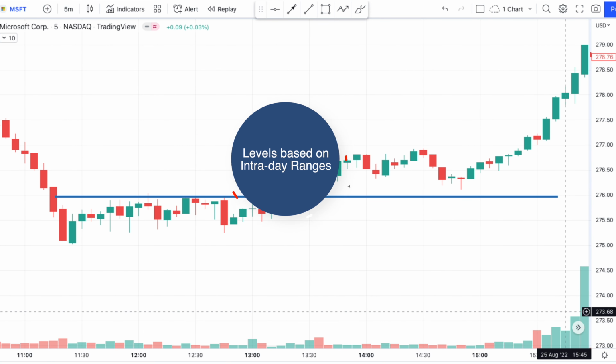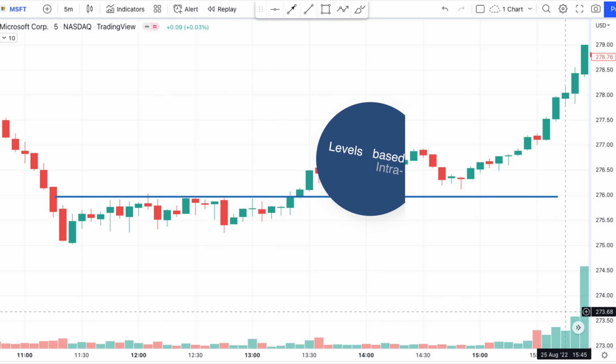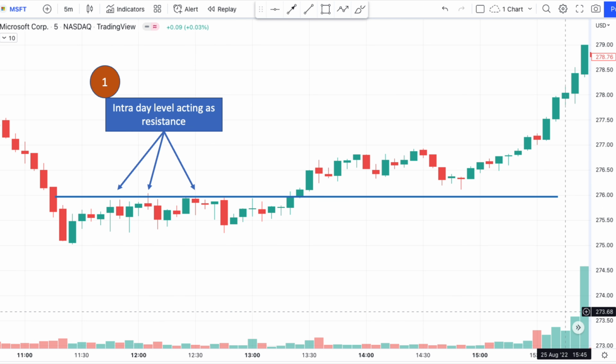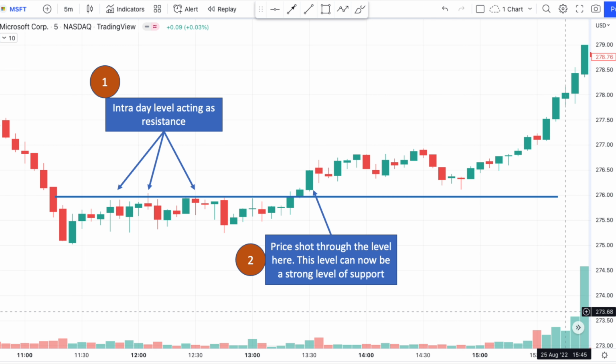Levels based on intraday ranges. Even the price ranges within the day can give us support or resistance levels. See this chart here. Here, this level is acting as resistance. The price shot through the level here. This level can now be a strong level of support. As we can see, the price did bounce off this level.